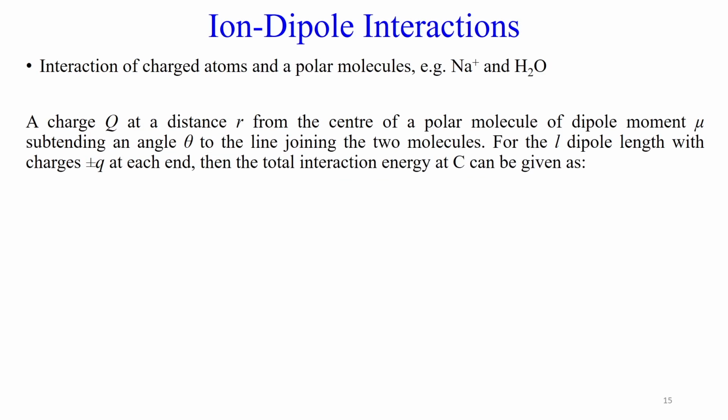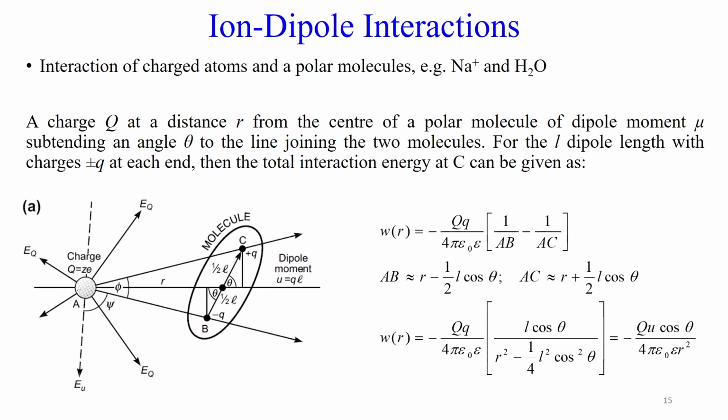Now, we are having the ion and dipole interaction of charged molecules and atoms like sodium, and the other is the polar molecule water. So, here we are having a charged atom, let us say sodium, and this is the polar molecule water. They are placed at a linear distance r, but if you look at the distance at the polar molecule, let us say we define A, here C, and B. The distance from here is AC and the distance from here is AB.